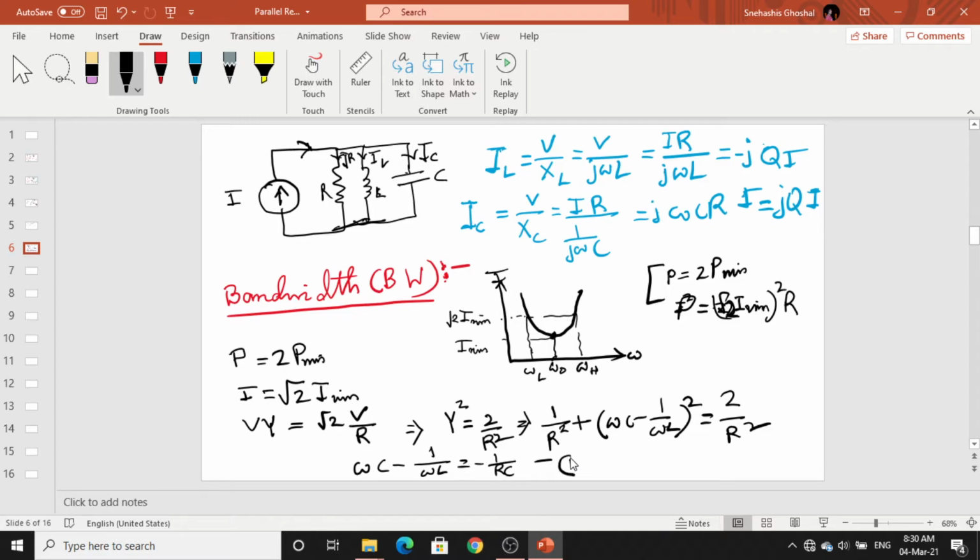Again in series circuit you would have gotten omega L minus 1 by omega C equal to minus R by L. I have said that in whatever formula you obtain in series circuit, represent R with 1 by R, L by C and C by L. You will get the similar formula. So now it becomes omega C minus 1 by omega L equal to 1 by R. Sorry, no, there will be only R.